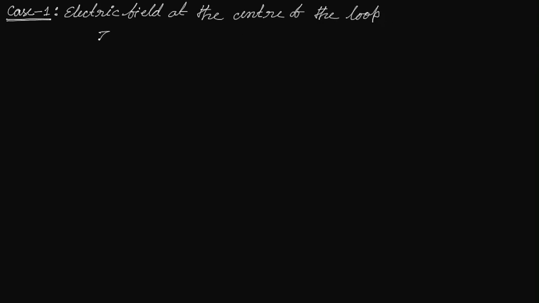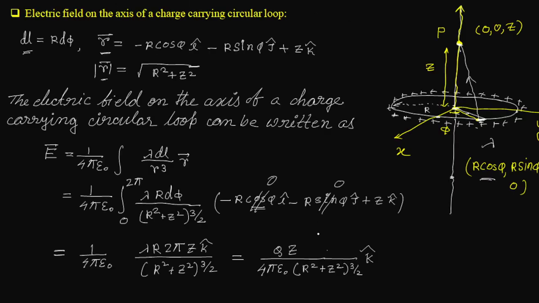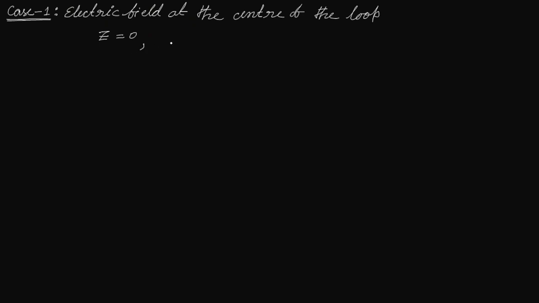So at the center of the loop, z will be 0. In this formula, if we put z equals 0, we'll get the electric field at the center of the loop. So if we put z equals 0, what will we get? We'll actually get 0. So if a circular loop carries a uniform charge distribution, then the electric field at the center will be 0.